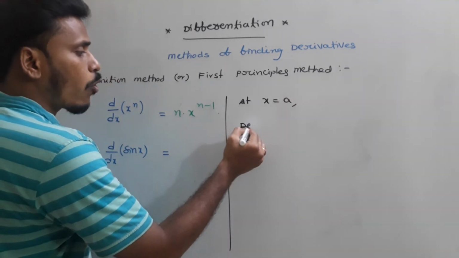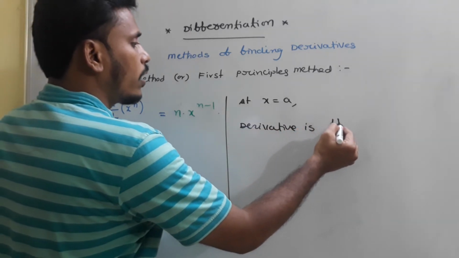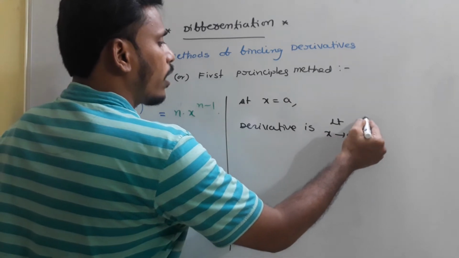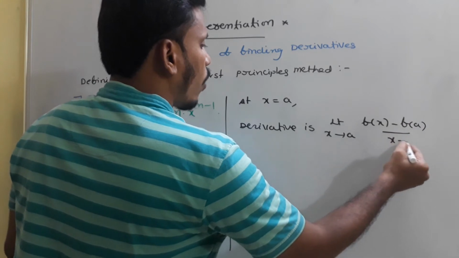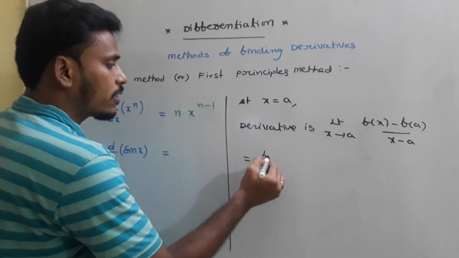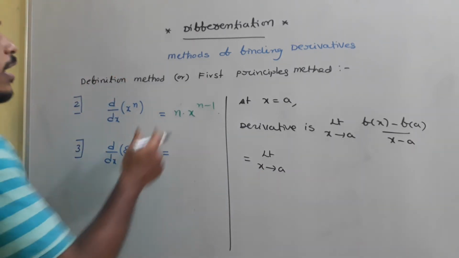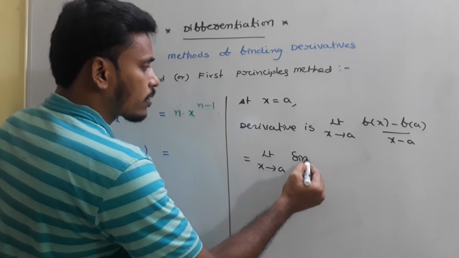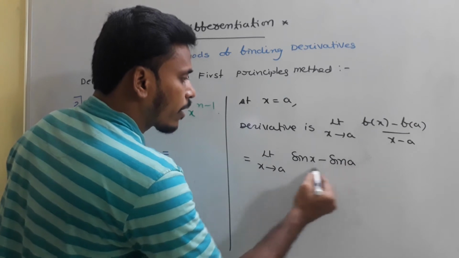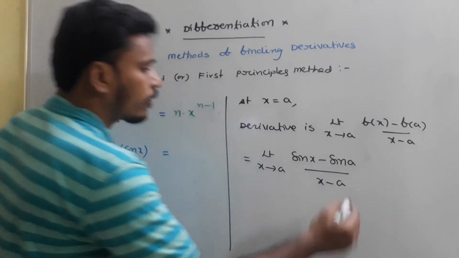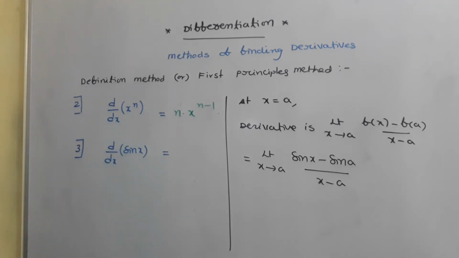So at this point x is equal to a, what is the derivative? At a point x is equal to a, the derivative is limit x tends to a, f of x minus f of a divided by x minus a, and that is equal to limit x tends to a. So what is f of x? f of x is simply sin x. Sin x minus, what is f of a? f of a is sin a, divided by x minus a. Limit x tends to a, sin x minus sin a by x minus a, that's what we need to calculate.